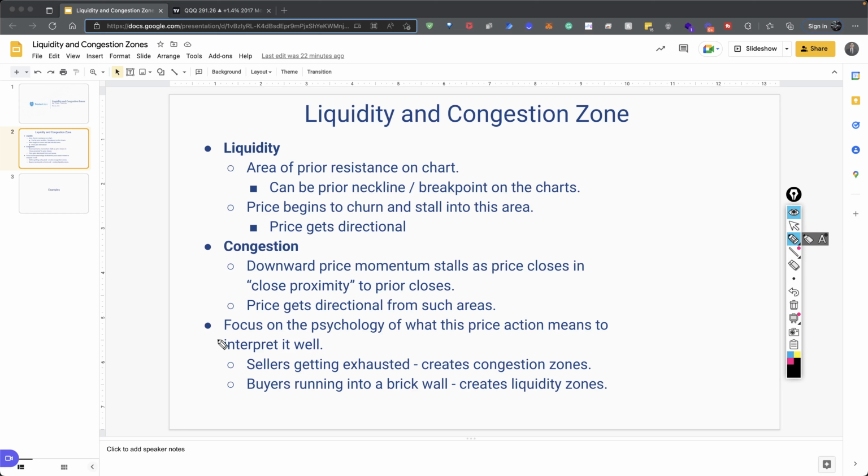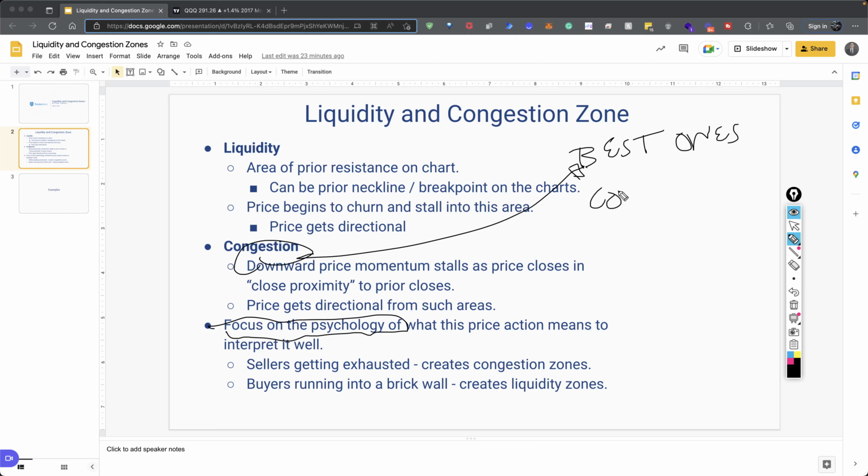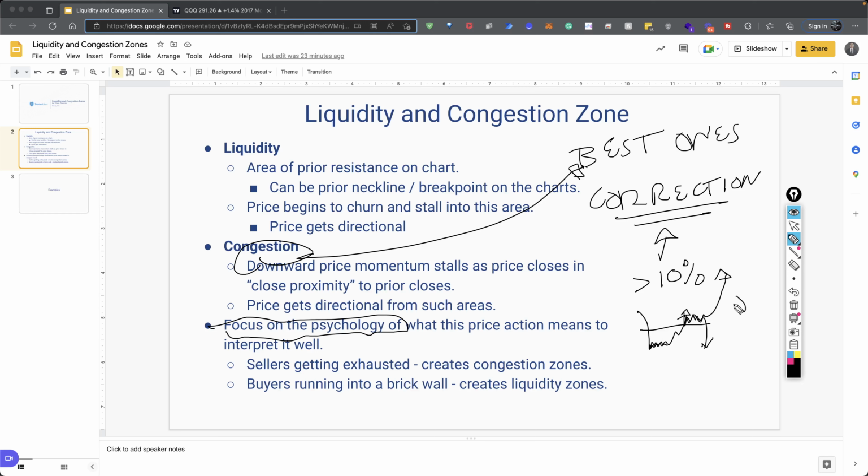Again, I want to emphasize, focus on the psychology. The best congestion zones happen in a correction. I can't emphasize that enough. Don't overlook this, especially in the current market. We're greater than 10% off highs. In the best ones, price comes in, we get a lack of sellers, and price tries to rally up into liquidity zones. At liquidity zones, we either get a move back down or we power through the liquidity zones and start a new uptrend.